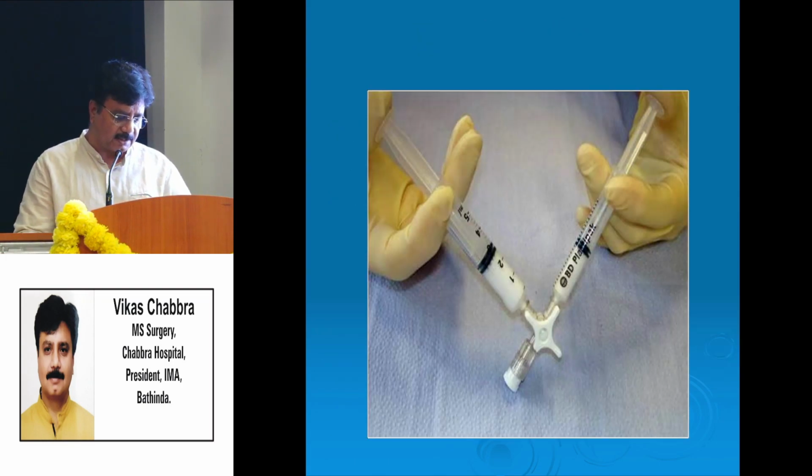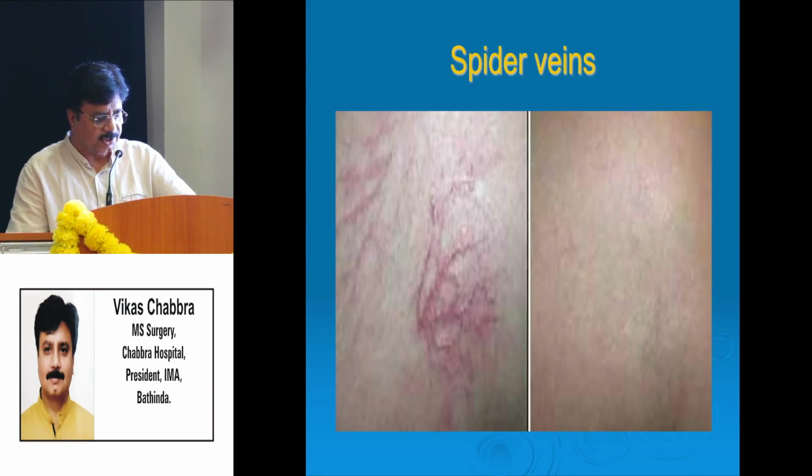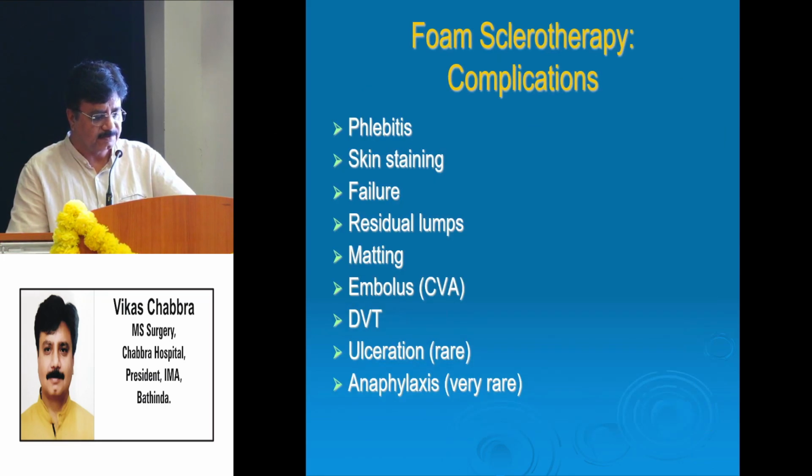This is a picture of how we take 1 ml of sodium tetradecyl and 4 ml of air, and we mix it thoroughly 25 times so that a good foam is formed. This is a pre and post picture of a spider vein.